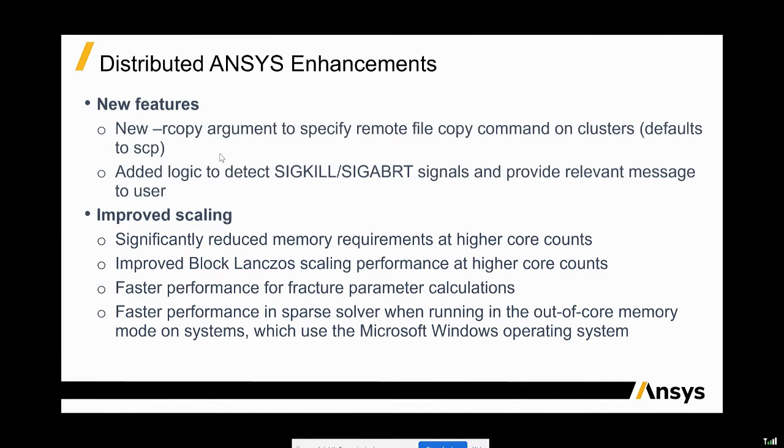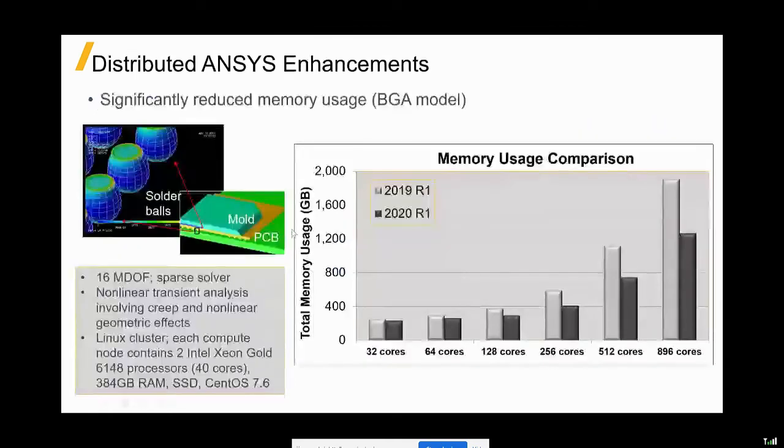They've improved the block Lanczos scaling, faster performance for fracture, and faster performance for the sparse solver when running out of core. And we'll talk about each of these things. So, the reduced use of memory. This is their BGA model. It's a big monster model, 16 million degrees of freedom, sparse solver.